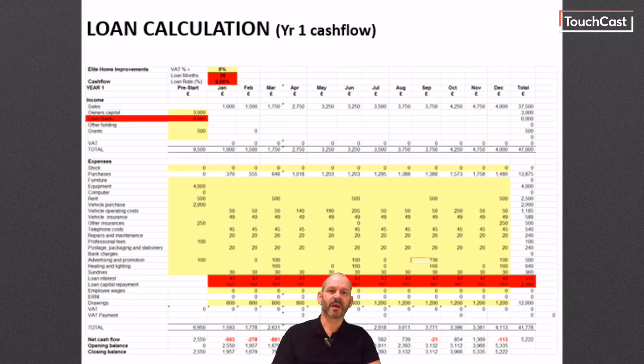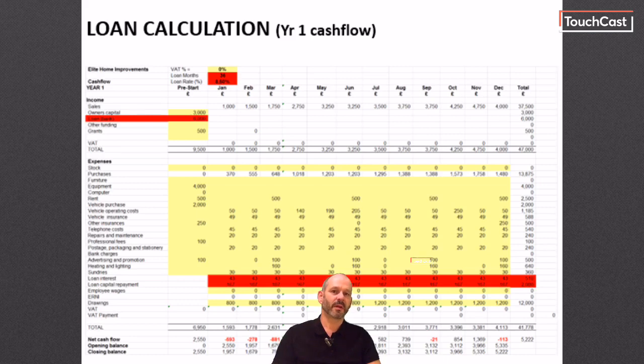Using the spreadsheet, the loan calculation is made by entering three factors in the boxes highlighted in this slide. The loan amount, whatever sum you are borrowing, the interest rate, which is determined by the lender, and the term of the loan in months, normally between 36 and 60 months for a startup business. The spreadsheet will then automatically calculate the loan interest and the capital payment once you've entered these three numbers.